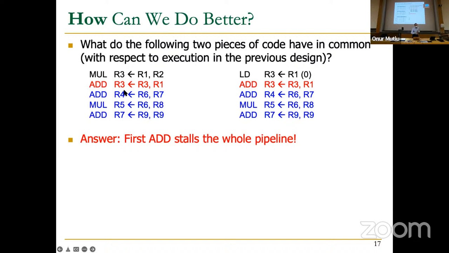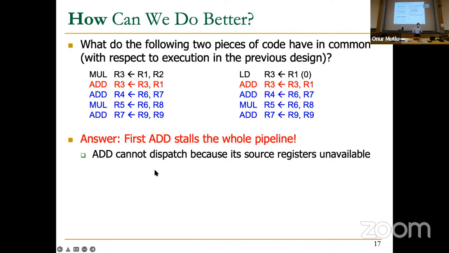This add comes, it gets decoded, but it cannot continue because the multiply didn't produce R3 yet. So this add stalls. It cannot be decoded. It cannot go into the execution unit. And because the add cannot go into the execution unit, these blue instructions over here, they're blue because they're independent of either the multiply or the add, as you can see. As a result, they cannot go into the pipeline also. Make sense? So basically, these two pieces of code have in common that they're both stalled whenever you decode the add. Okay. Add cannot dispatch because its source registers, well, it should be source register. One of the source registers is unavailable, right?